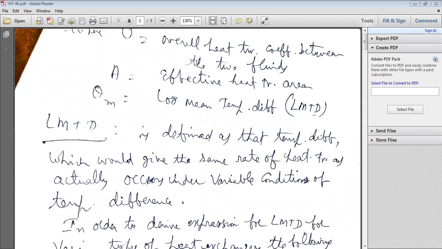And in addition to the parallel flow and counterflow, in the cross flow heat exchanger, one fluid flows horizontally in one direction, and at some 90 degrees angle, the second fluid may pass the heat exchanger. So that kind of heat exchanger is known as cross flow heat exchanger.